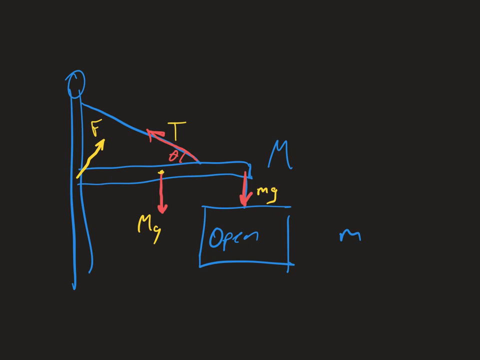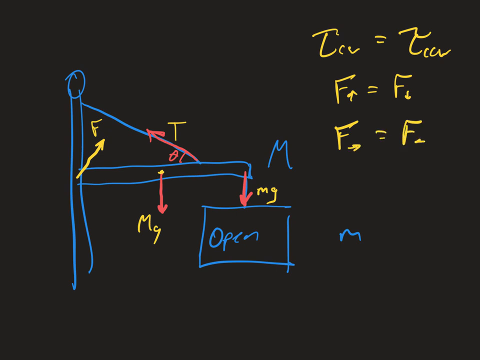We know that this is a static equilibrium, so we know that the clockwise torque is going to equal the counterclockwise torque. We know that the force up is going to equal the force down, because the net force is 0, the net torque is 0. We know that the force to the right is going to equal the force to the left. So each of those gives us an avenue to understand what's going on.